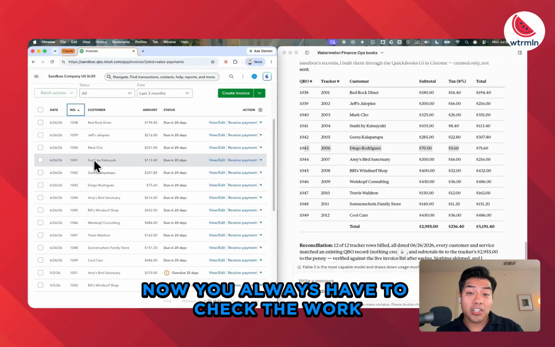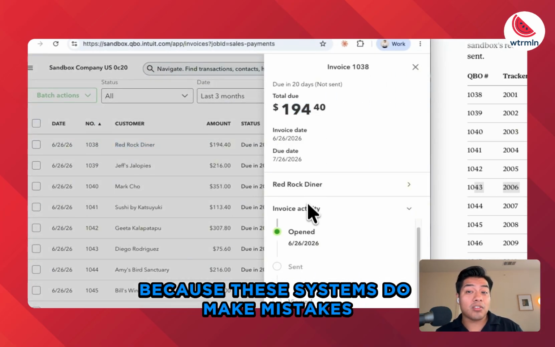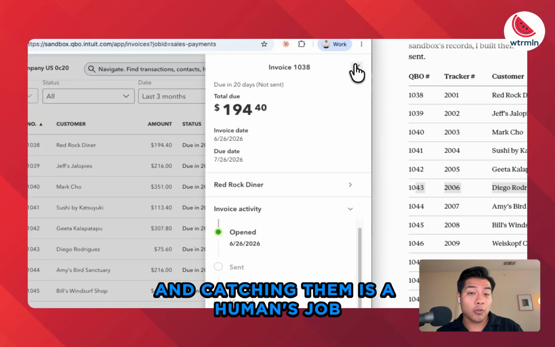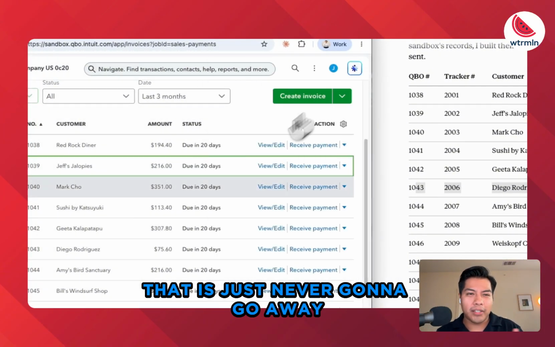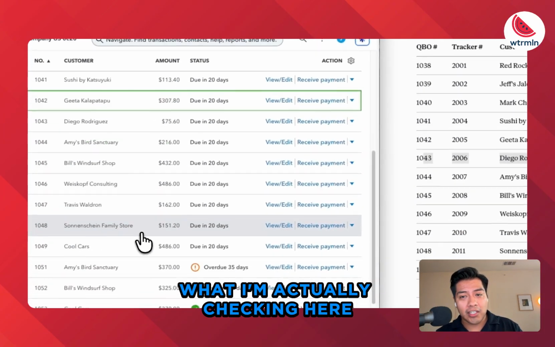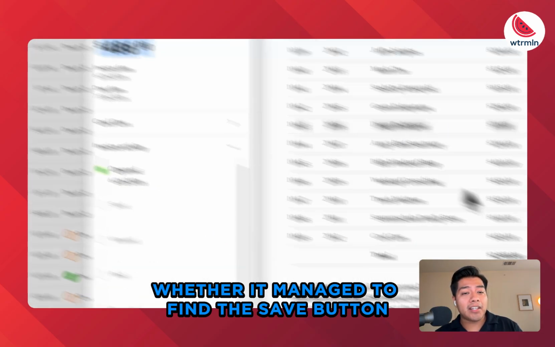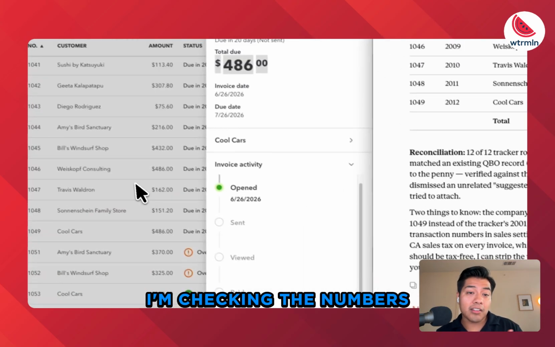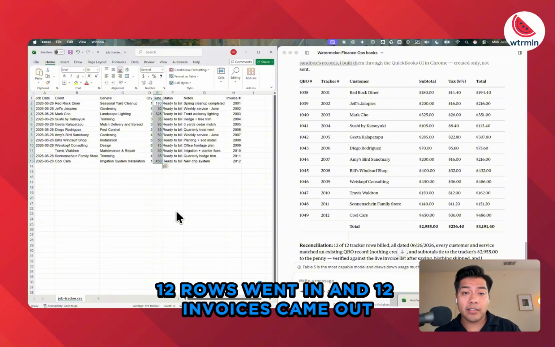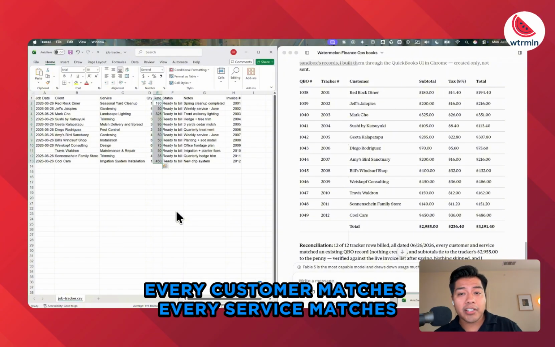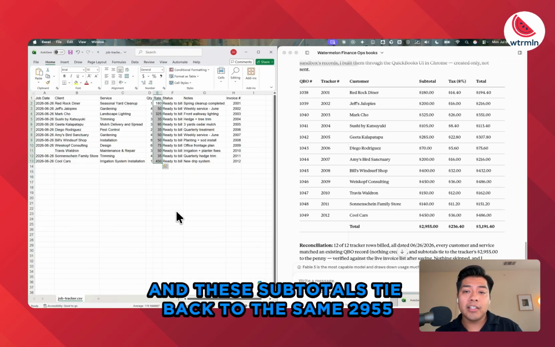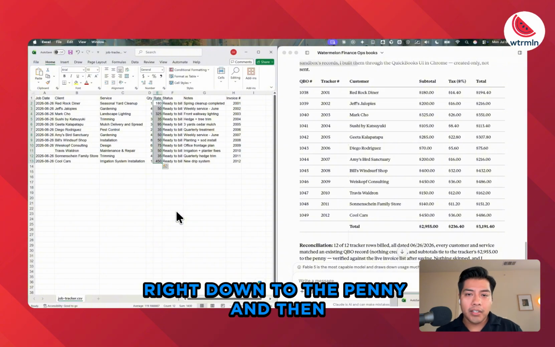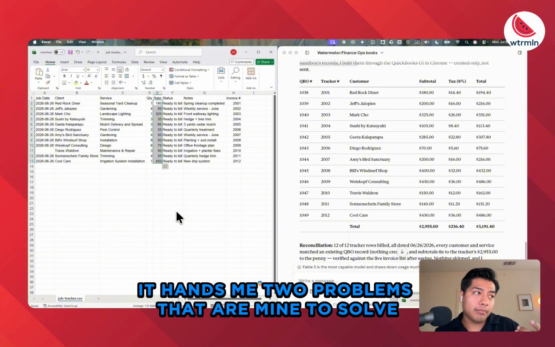Now, you always have to check the work because these systems do make mistakes, and catching them is a human's job that is just never going to go away. But I want you to notice what I'm actually checking here. I'm not checking whether it managed to find the save button. I'm checking the numbers. 12 rows went in and 12 invoices came out. Every customer matches, every service matches, and the subtotals tie back to the same 29.55, right down to the penny. And then it hands me two problems that are mine to solve.